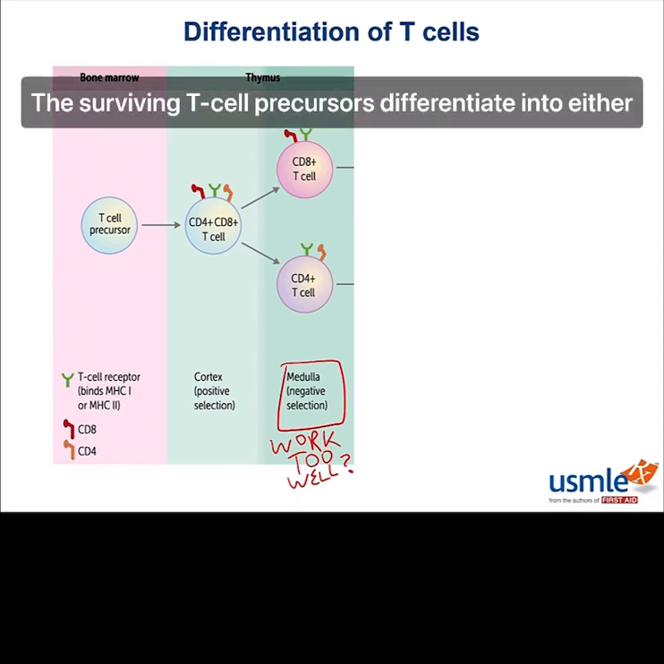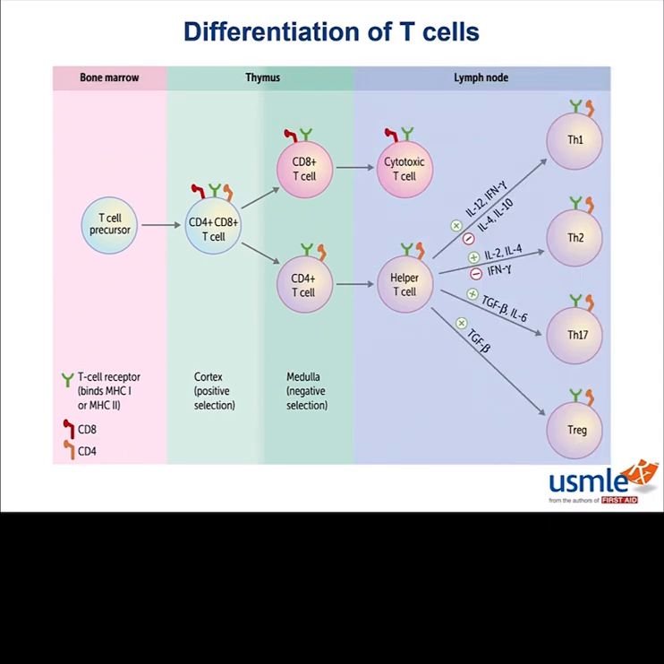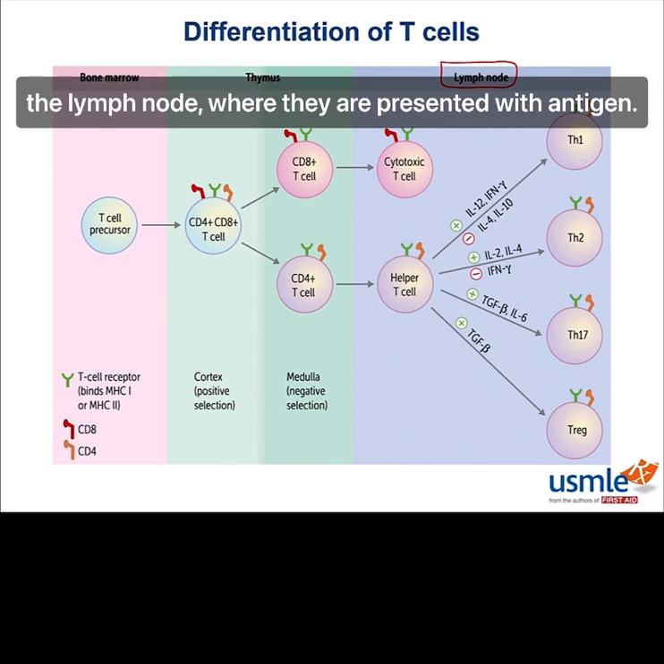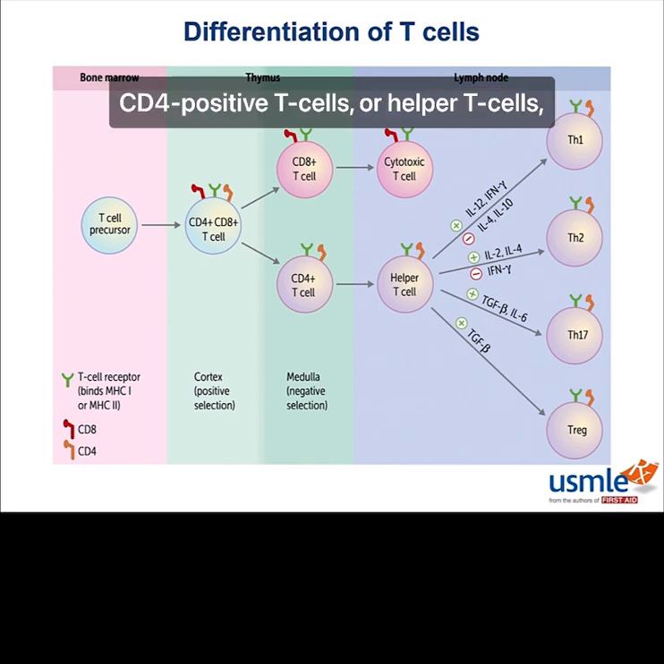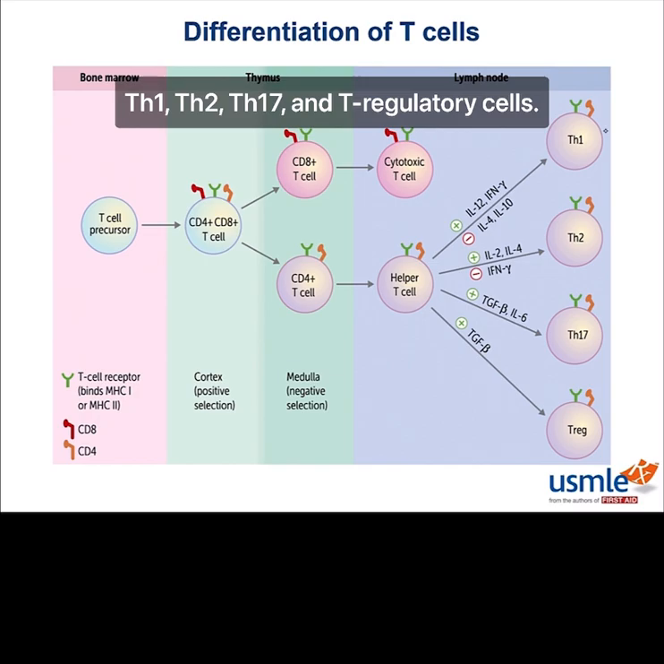The surviving T cell precursors differentiate into either CD4 positive or CD8 positive mature T cells. At this point, the CD8 positive T cells migrate to the lymph node where they are presented with antigen. CD4 positive T cells, or helper T cells, are further divided into different subcategories: Th1, Th2, Th17, and T regulatory cells.